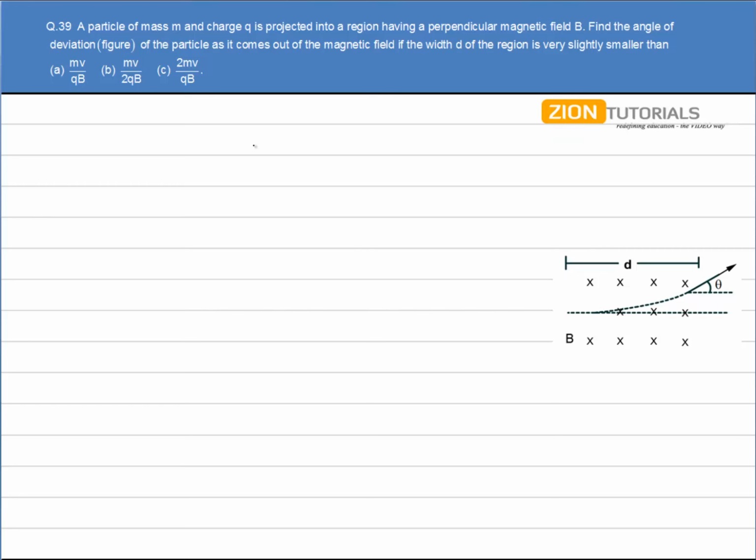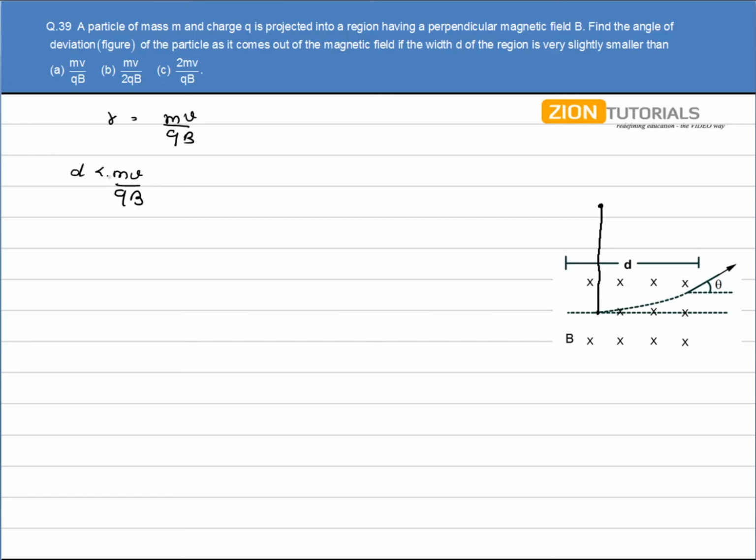a magnetic field, then the radius of its circle will be given by mv by qB. Now first thing, if the width d is slightly smaller than mv by qB, then what will happen? It will trace a curve like this. Let's say this is my angle of projection. This is my center, right?